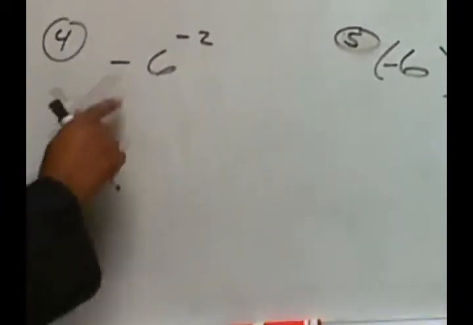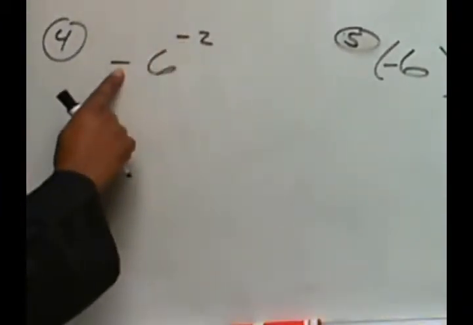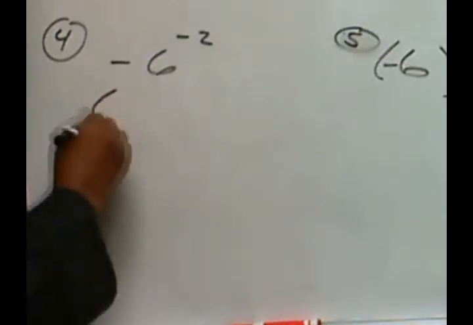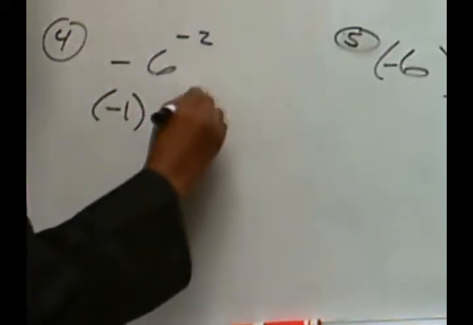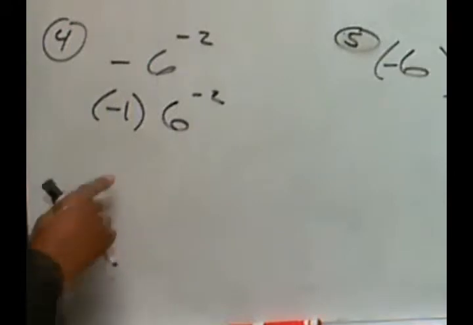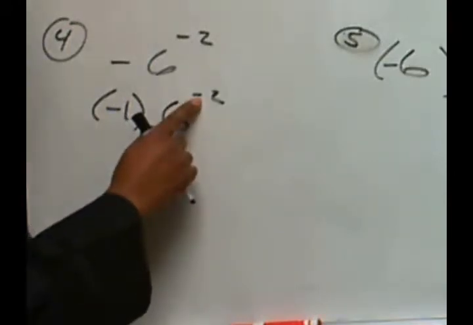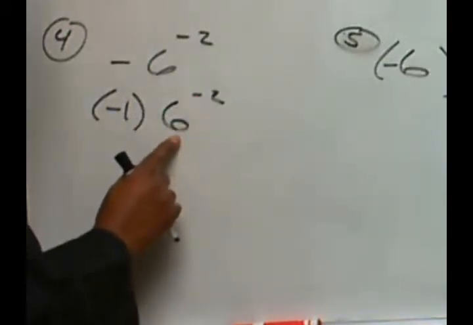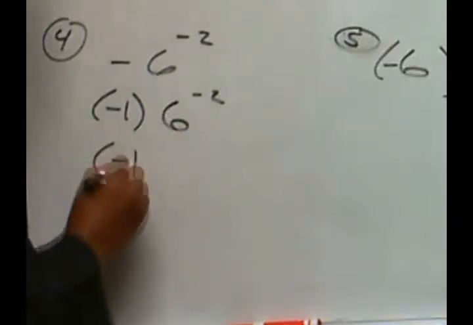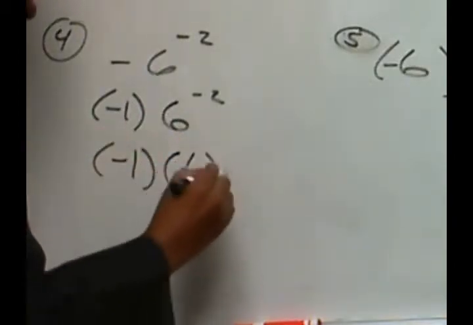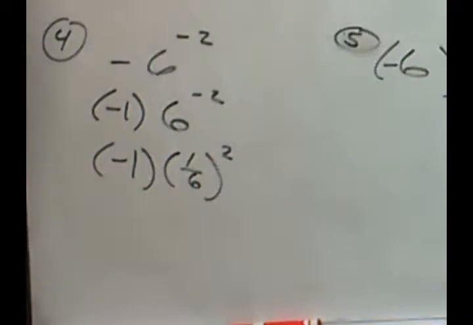Number 4, we have a negative here and here. We're going to deal with the negative here by converting that to a negative 1. So this will be negative 1 times 6 to the negative second power. Next, we're going to deal with this negative right here by taking the reciprocal of the base here, which is 6. So this becomes negative 1 and a 1/6 to the positive second power.